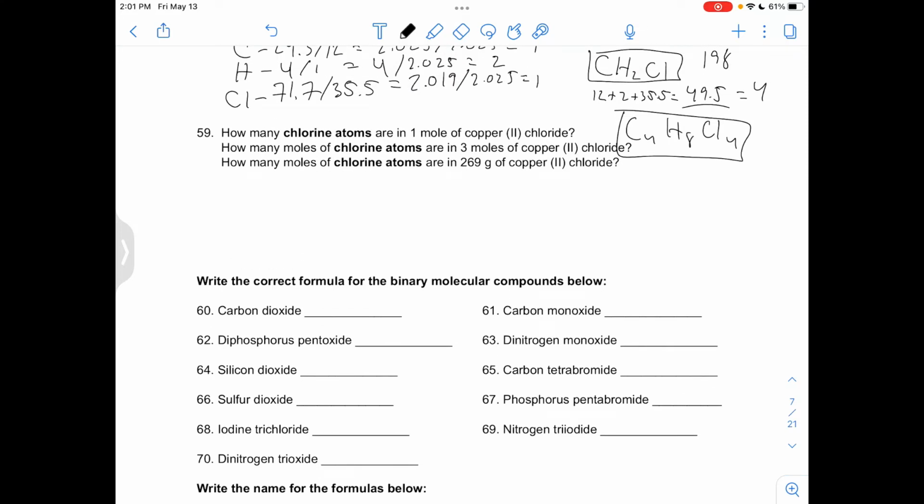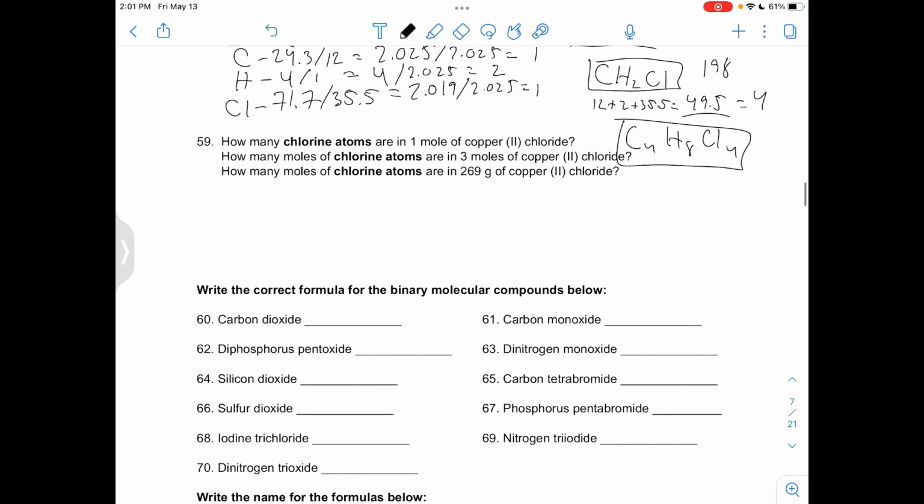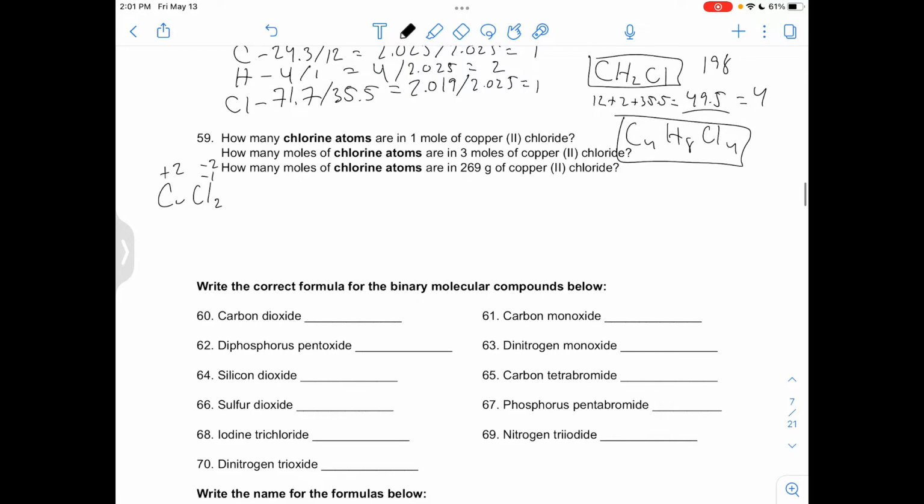Okay, the next problem, we have chlorine. How many chlorine atoms in 1 mole of copper 2 chloride? Copper 2 chloride means that the charge of copper is +2, and so that means that there's 2 chlorine atoms. So how many chlorine atoms are in 1 mole of that? So 1 mole.